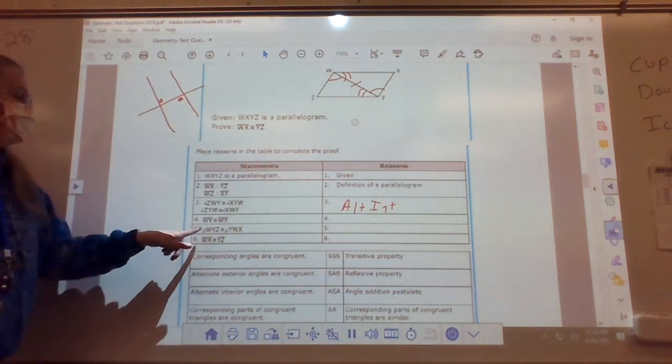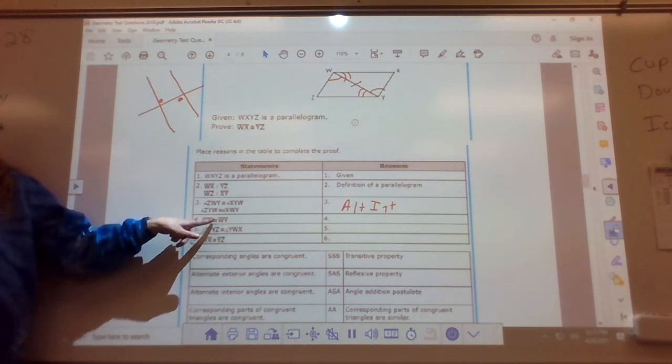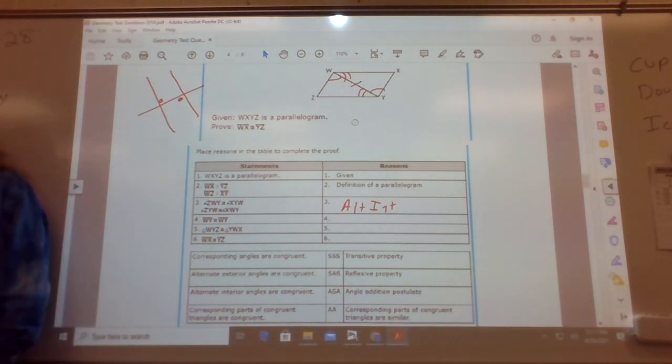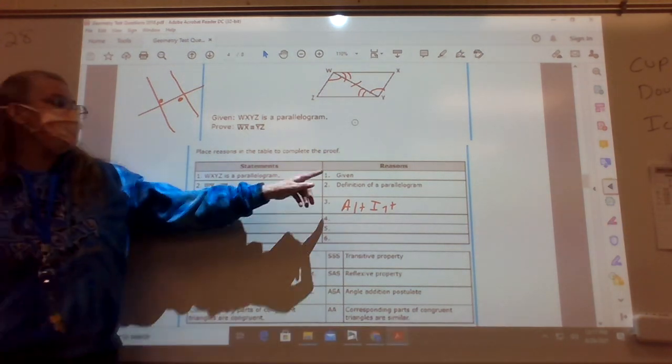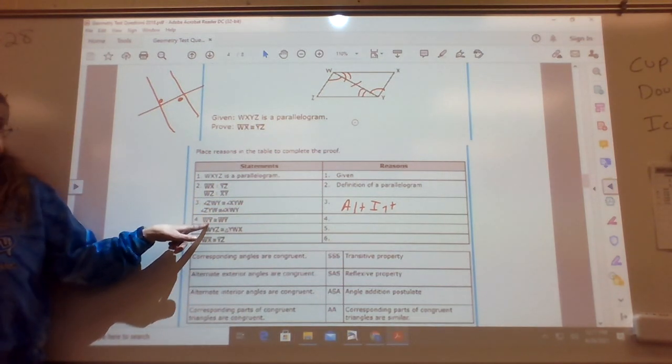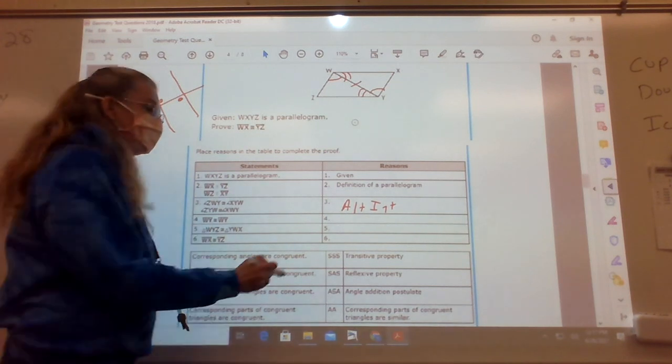Now, anytime you have a statement that has the exact same thing on both sides, which one of those is it? Reflexive. So even if you struggle on this guy, everybody should be able to get reflexive. Because reflexive is always the exact same thing on both sides. Always. So reflexive.